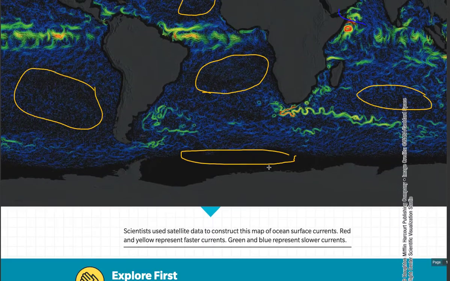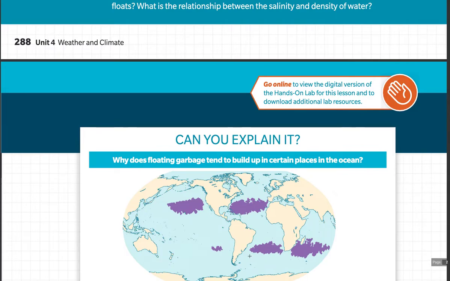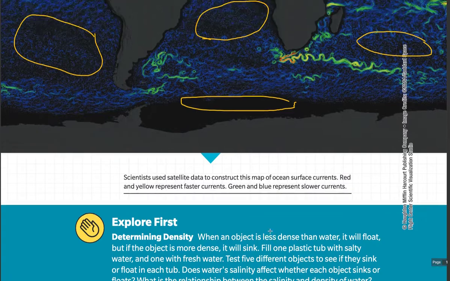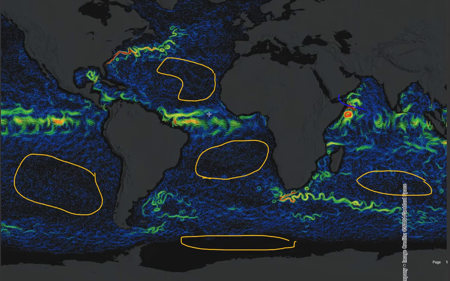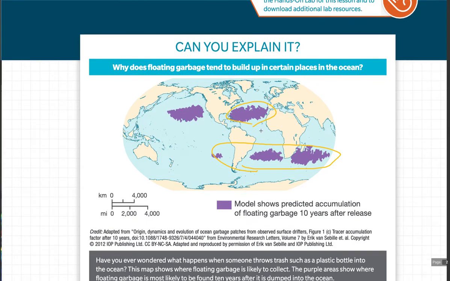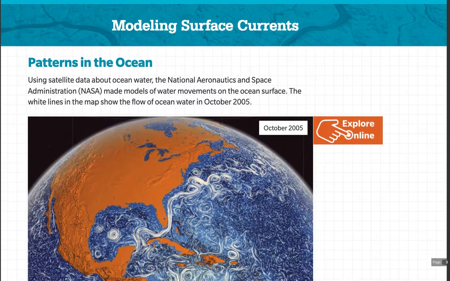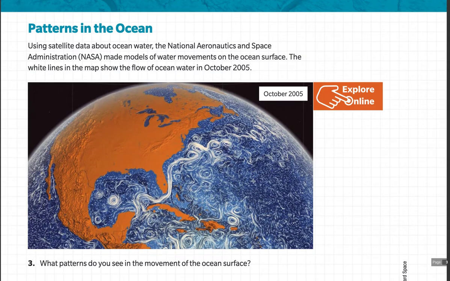So you go down, and lo and behold, look at that. They're the same, right? We've kind of got these patches. You can't really see this one because they didn't include the whole world in that direction, but over here, right? They're in the same places. So why does garbage collect there? It's because there's no currents to move anything around. So the water is more still, and so it kind of collects.